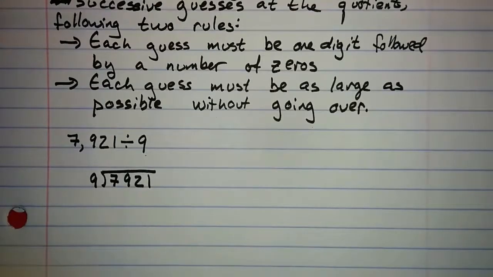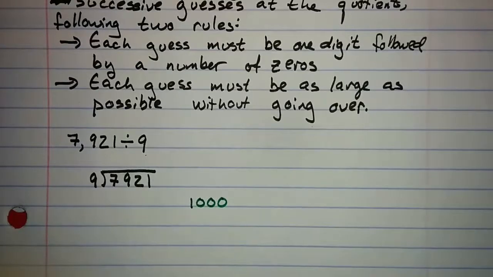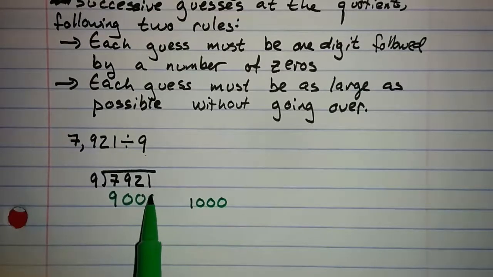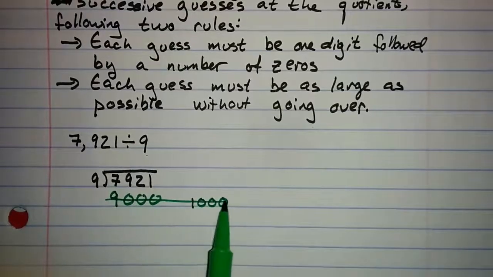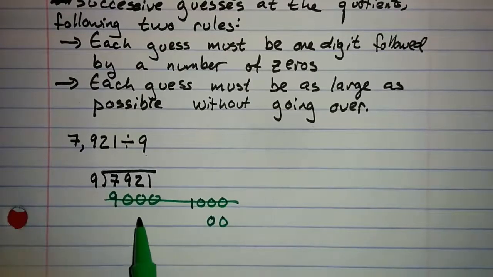So my first guess is going to be a single digit followed by some number of zeros. This is a 4-digit number. Will a guess of 1,000 work? Will a guess of some number of thousands work? Well, no, because 1,000 times 9 is 9,000, which is too big. So my first guess is going to be some number of 100. And when I multiply, I'll get 2 zeros at the end of some number.